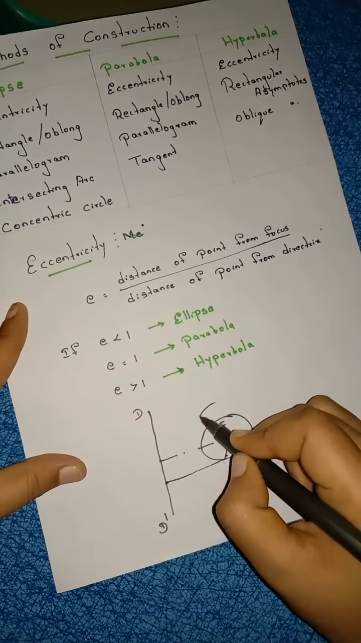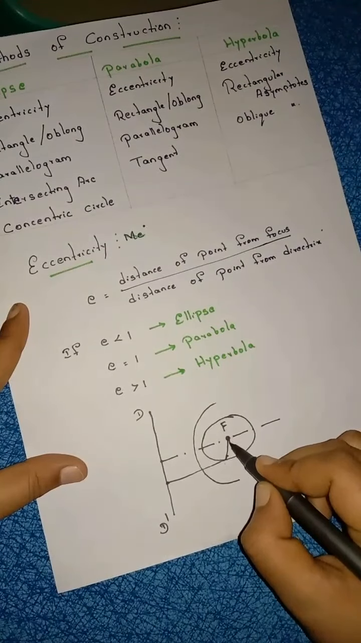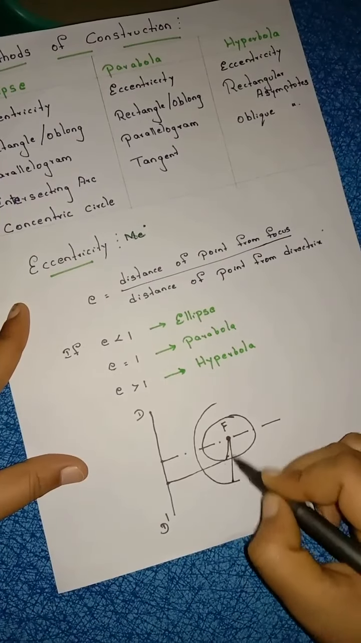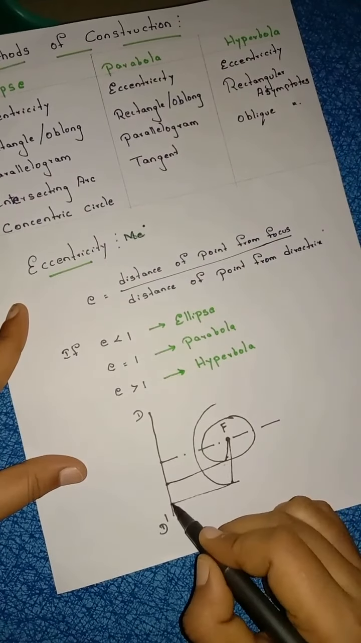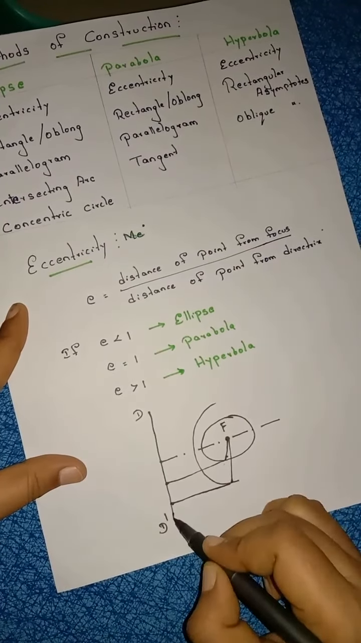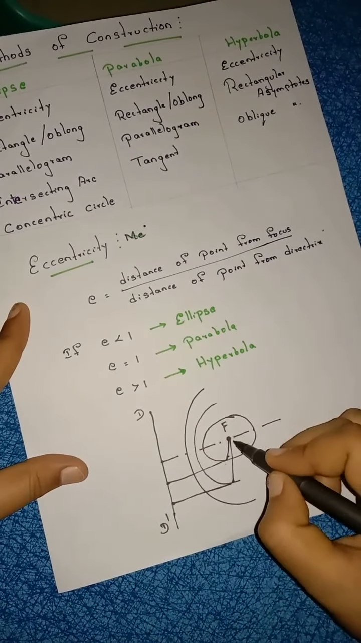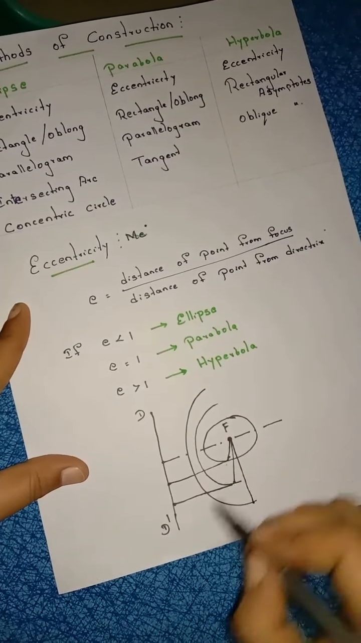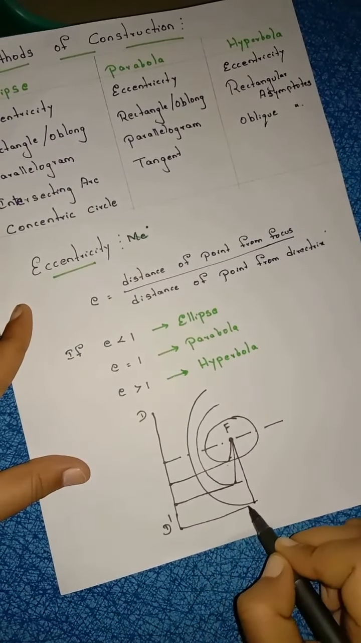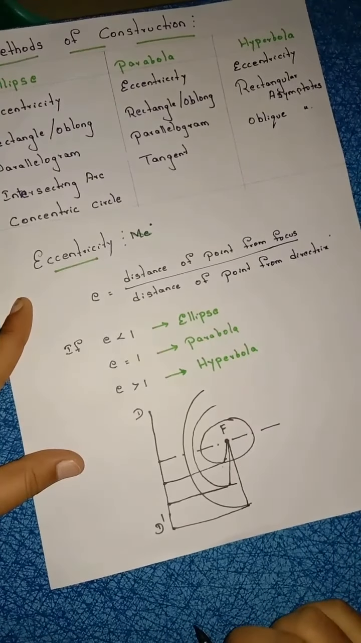If I am considering a parabola, this is the focus. Distance of point from focus to distance of point from directrix, this is the directrix, is nothing but eccentricity. If I am constructing a hyperbola, this is the focus point. Distance of point from focus to distance of point from directrix is nothing but eccentricity.